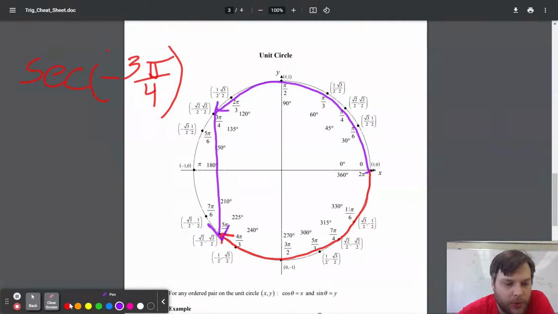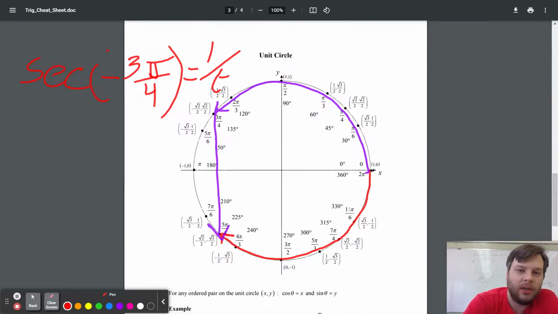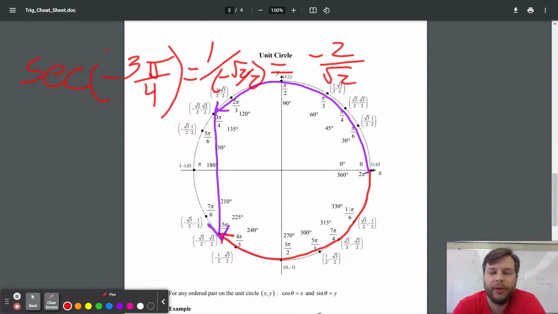Secant is equal to 1 over the cosine, and the cosine is the x value. So here I have 1 over negative root 2 over 2. It really just flips it over, so you can say it's negative 2 over root 2. Because if you divide by a fraction, it's the same as multiplying by the reciprocal.